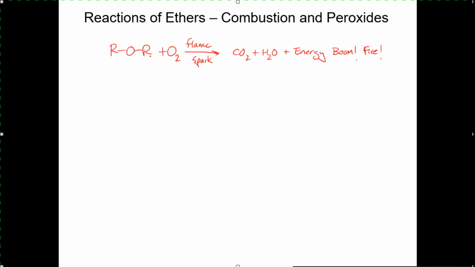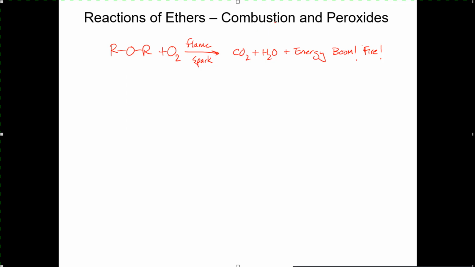If they're added to gasoline as additives to get a cleaner fuel, great. We're still combusting them. If we're in lab using diethyl ether, don't combust them, because then you'll end up with a fire. So that's a hazard we have to take into account when we're planning an experiment. That is one reaction of an ether.